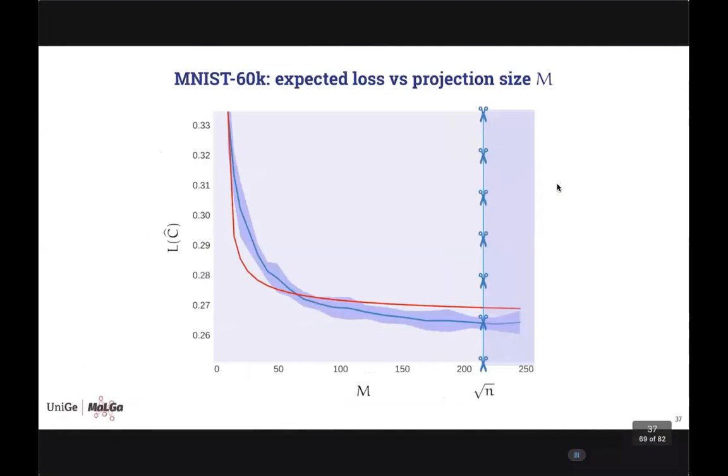In practice, you see this effect. Here, we just show a plot where the red curve is the theoretical prediction and the blue curve is what we find in practice, running experiments on MNIST datasets. And so you see that roughly when you reach square root of N as the number of centers on the x-axis, you don't improve your expected quantization error anymore.